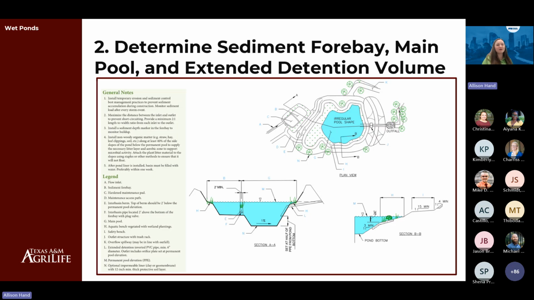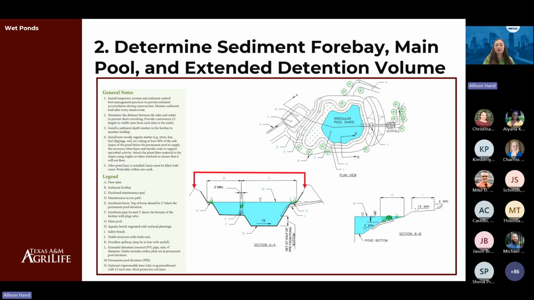So next up, we need to determine the sediment forebay, the main pool, and the extended detention volume. First stop for entering the wet pond is the sediment forebay. A sediment forebay should be included at each inlet to ensure sediment and large debris are removed before entering the main pool. After the sediment forebay, runoff enters the main pool.